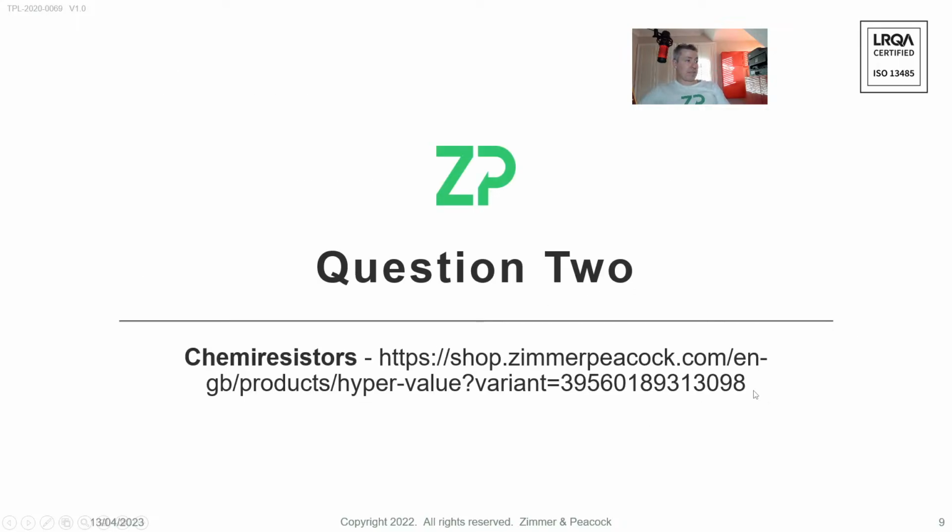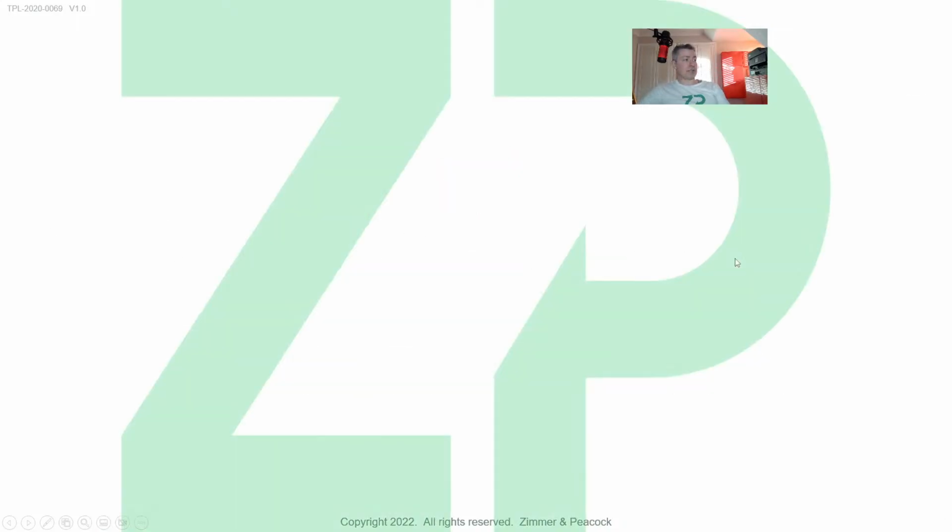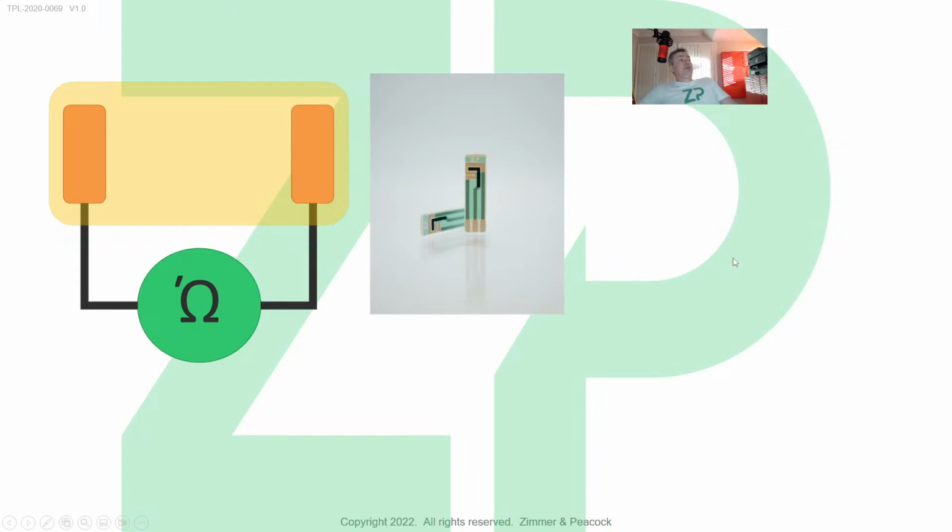Question number two is about chemiresistors. So I'll put a link here because we do have something called the hypervalue carbon electrode. I have linked to it here. And I've done previous videos around this, that you can make things like gas sensors using chemiresistors. So you have two electrodes, you have often a solid electrolyte between these electrodes, and you measure the resistance between them.